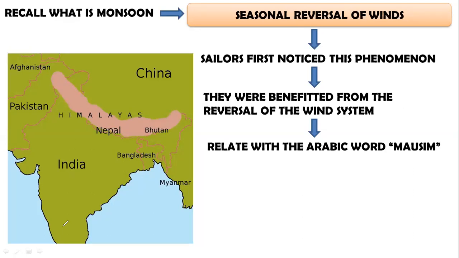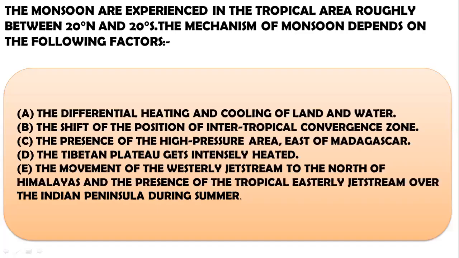Now, this phenomenon was first noticed by sailors as they were very benefited with this reversal of wind system, because originally they did not have machine driven ships. They used to have ships which were entirely dependent on winds. So they related this system with the Arabic word mausim, and that is how the word monsoon originated.